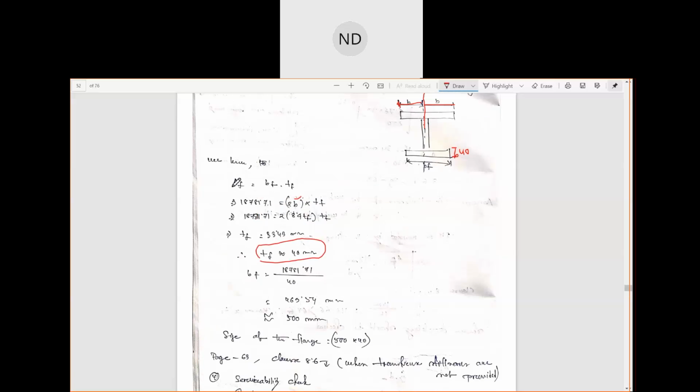So now the width of the flange will come out. Obviously, the width of the flange is the area of the flange by TF. Since we now know the TF we have assumed, we can easily find out from this relation our width of the flange, right? So the width of the flange will be the area required by the thickness of the flange, and we got the width of the flange to be 469, which we can take to be 500. So the width of the flange is 500.